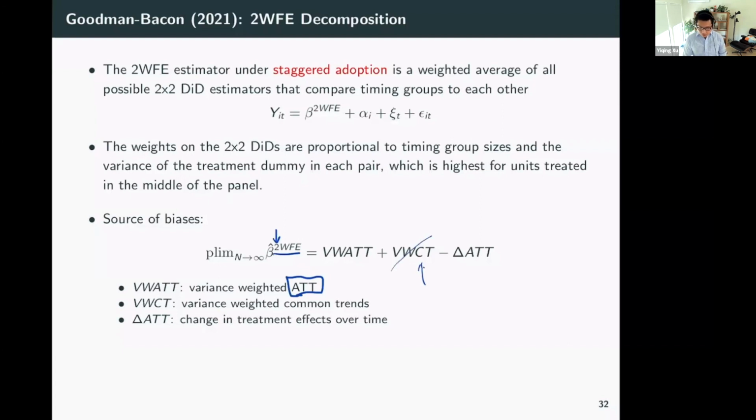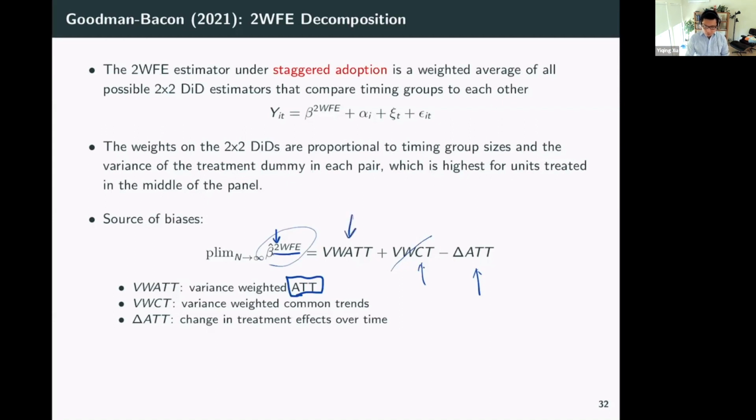And then the most important term for this paper is the delta ITT. Delta ITT is a change in the treatment effects over time, and this basically makes the two-way fixed effect estimator estimate not necessarily a weighted average of ATT. And I will show why that's the case. So this is when heterogeneity of treatment effects, or treatment effects changing over time, makes the two-way fixed effect estimate uninterpretable causally. Okay, so we have three terms.